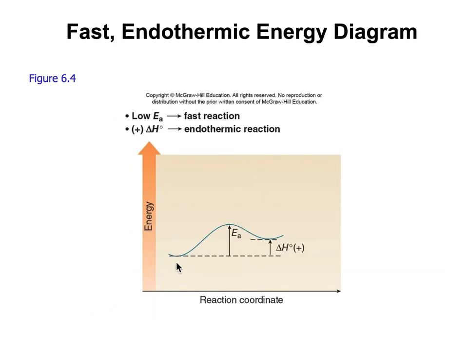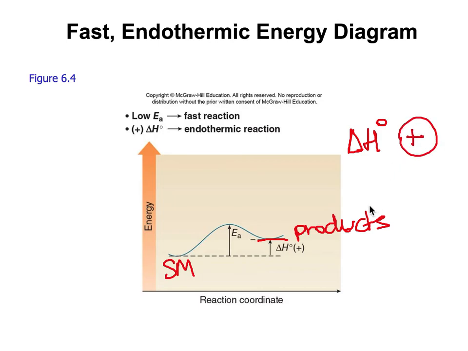In this example right here, our starting materials' energy is lower than the energy of the products, right? So if my products are here, then that means that this reaction will have a delta H being positive. And so if this delta H is positive, it means that this reaction is endothermic. So for this reaction to actually proceed, we need to add energy to the system. And because the activation energy is a small value, it means that this reaction will be fast.